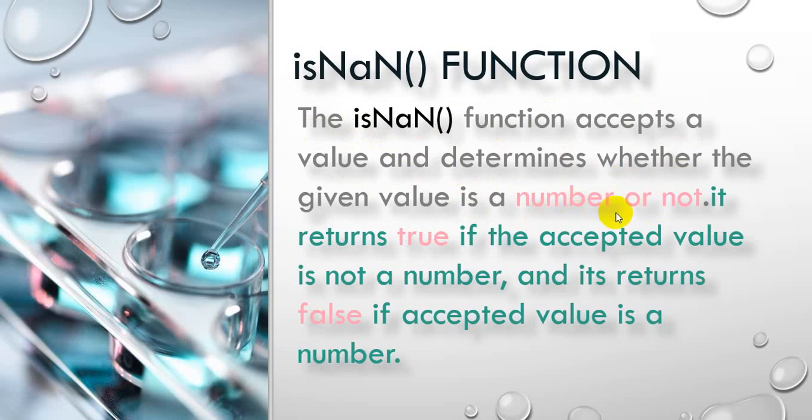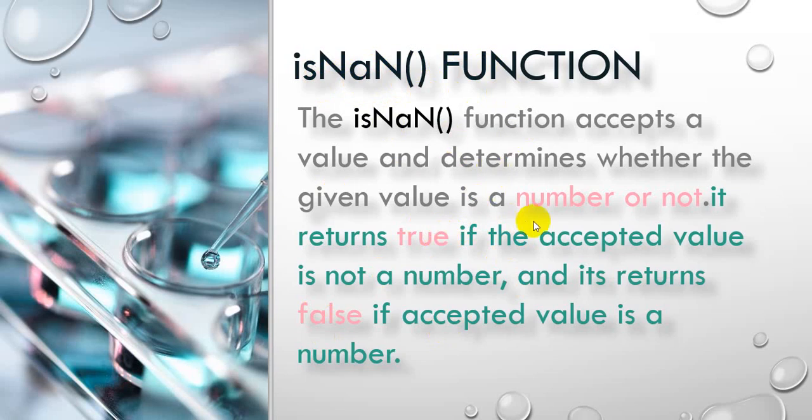The basic objective of using this function is checking whether the value is a number or not. It returns true if the accepted value is not a number, and it returns false if the value is a number. So not a number means if the accepted value is not a number, it will return true, and if it is a number, it will return false. This is the theoretical part.